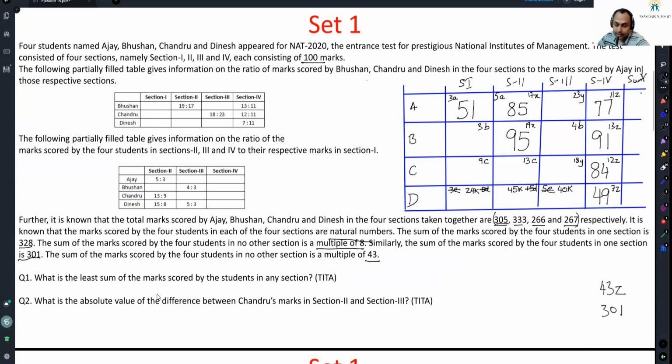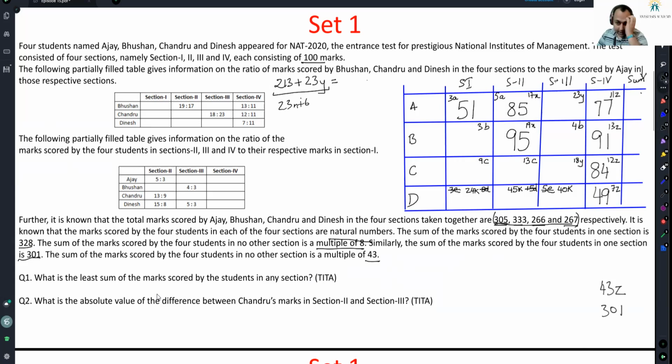So I have 51 plus 85, 136. 136 plus 77, so 64 plus 13. So Ajay currently has a total of 213. And he also has 23Y. Now, among the scores that are possible, all you have to do is see that this entire score is a multiple of 23 plus 6. It is a 23n plus 6 kind of number.